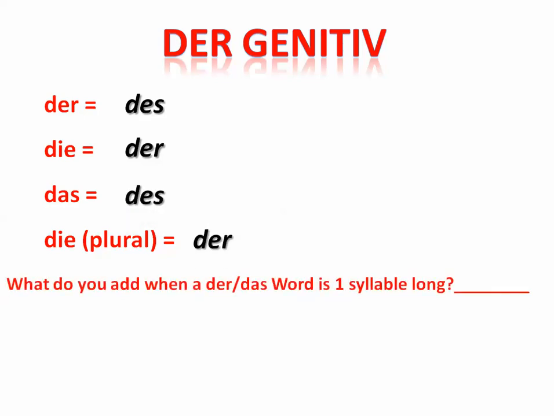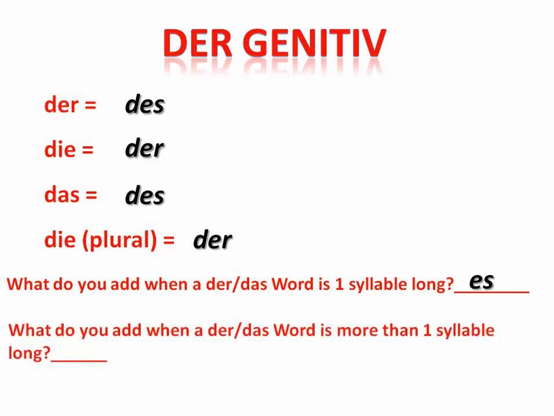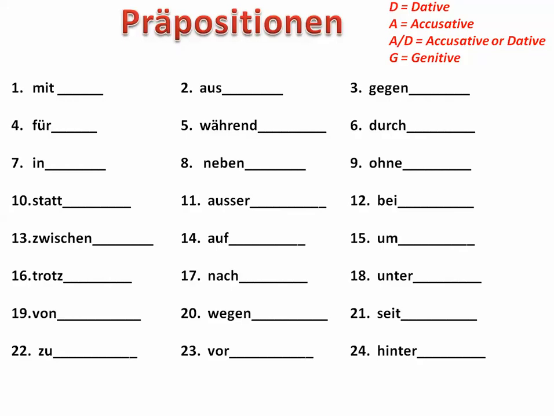And remember, if you're using the genitive and you're using a masculine or neuter word that is one syllable long, it will also add an es, and I'll show you what I mean again here in a minute. And if you are using a masculine or neuter word that is more than one syllable long, you'll just add an s.